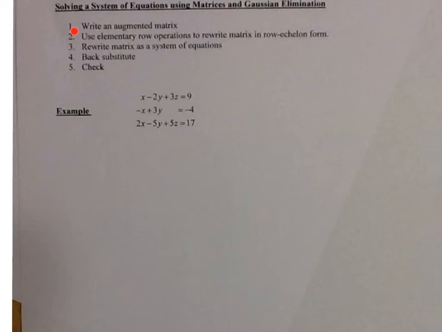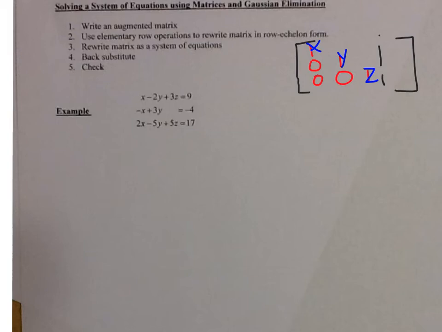So the first thing you're going to do is write an augmented matrix. That's the one where you have the equals with it. You're going to use elementary row operations to rewrite the matrix in row echelon form. So what that means is you want to get it to look like this. You want to have a 1 in the first position, a 0, a 1 in the second position, a 0, 0, and a 1 in the third position. Because this is your x, this is your y, and this is your z. They're your coefficients for your numbers. So you want a 1x, a 1y, 1z. So you want a 1, 1, 1 on the diagonal, and all these here have to be 0.